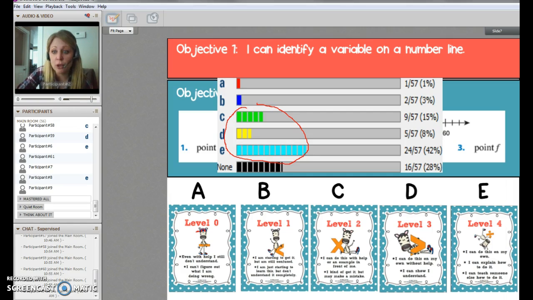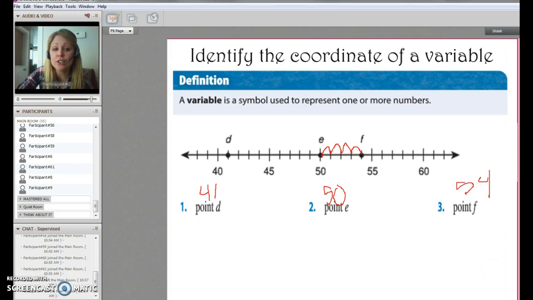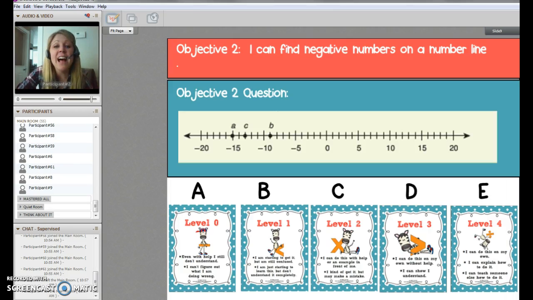We'll review because there were some that had a hard time with it. All right. So now point F is what? What do you guys have? 54. Good. So if you're unsure on how to do that, you start back at the last number that was given. And I'm going to count how many tally marks are between it. And I have 1, 2, 3, 4. So I know we're counting. Still rings true, guys.